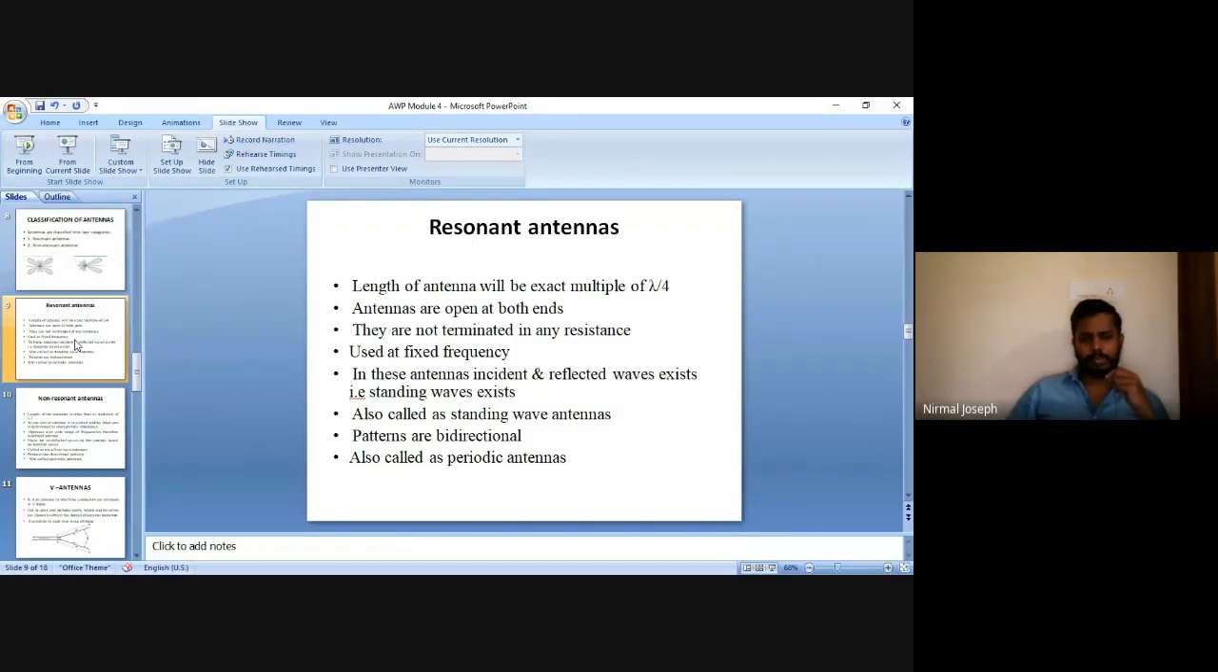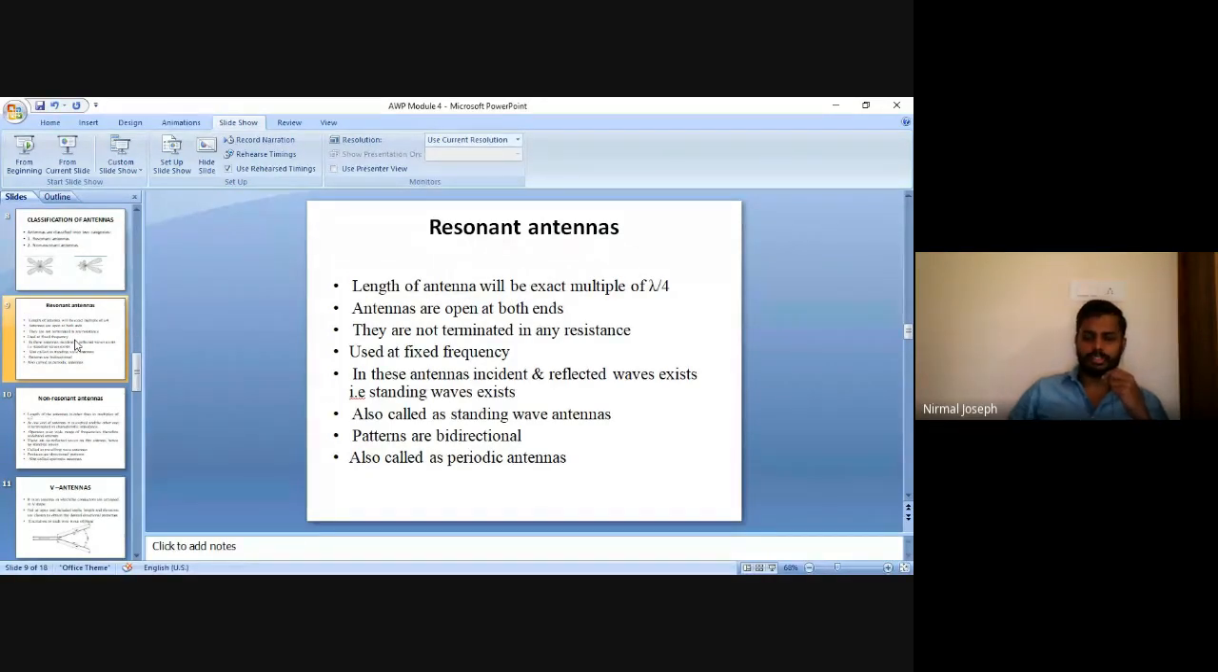These are just points to remember. There is nothing much to teach in this. The length of the antenna will be an exact multiple of lambda by 4. That is the basic thing of a resonant antenna. So the length of the antenna can be lambda by 4, lambda by 2, 3 lambda by 4, lambda, and it will continue like that. And the main thing is antennas are open at both ends. They are not terminated in any resistance.